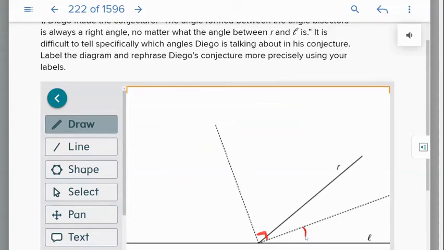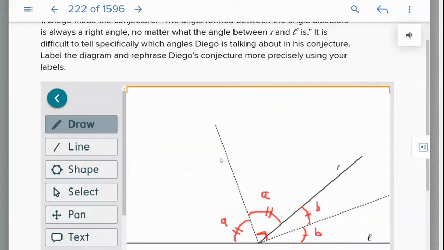Now, we know that this angle here has to be the same angle here because of angle bisector. We know that for sure. We know that this angle here has got to be the same measure as this angle right here because, again, the concept of angle bisectors. Let's call them names. Let's say this is angle A. And this is also angle A because they're the same measure. And these are angle B's.